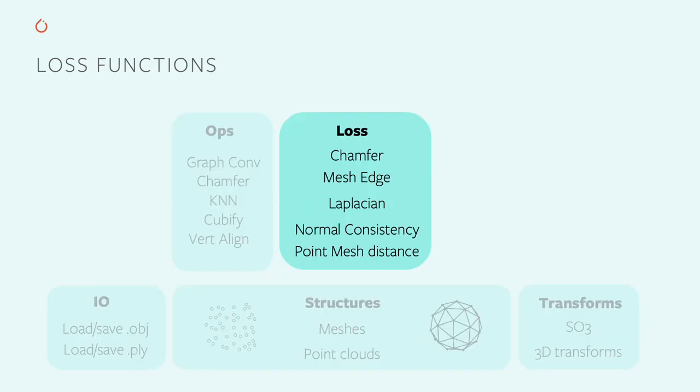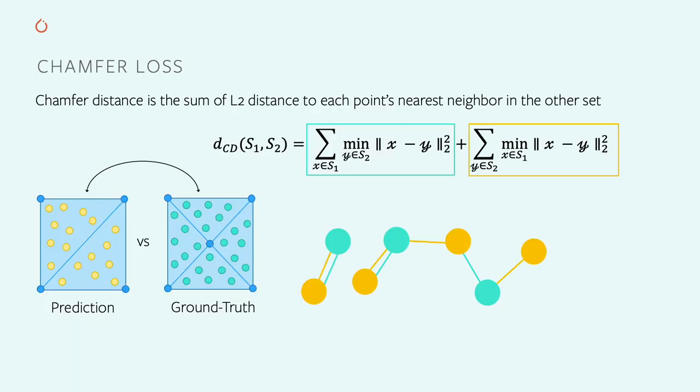Next, let's look at some of the loss functions available in PyTorch3D. Chamfer loss is a method of comparing 2 sets of point clouds. For example, these points might be sampled from the surface of a mesh. Chamfer loss is used as a loss function in many 3D deep learning research tasks. For each point in set 1, we need to find the nearest neighbors in set 2 and then vice versa.